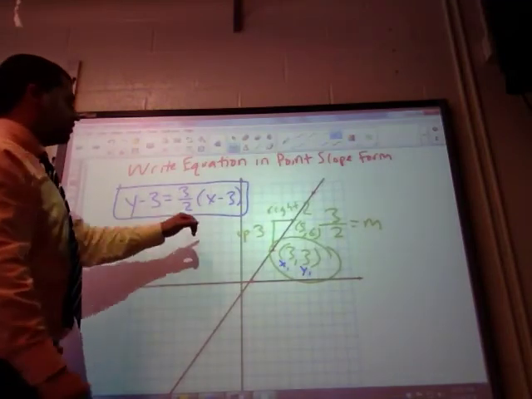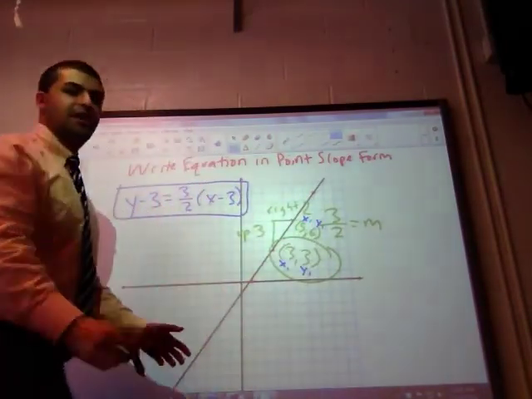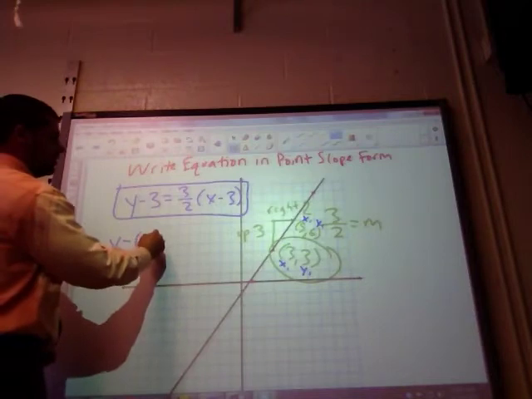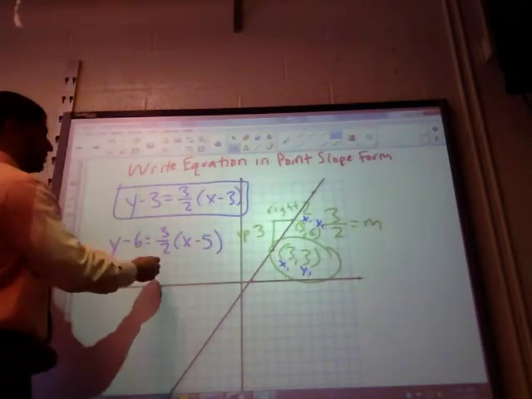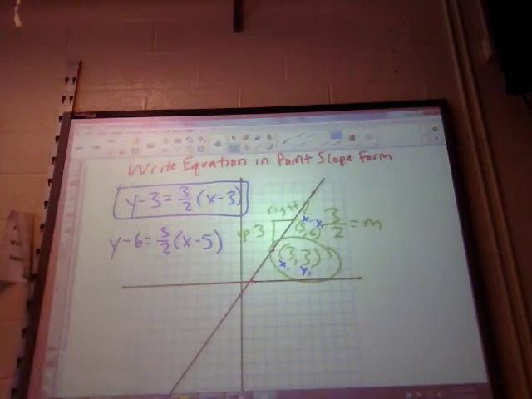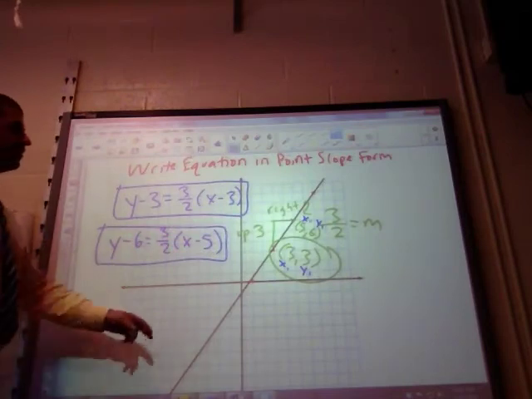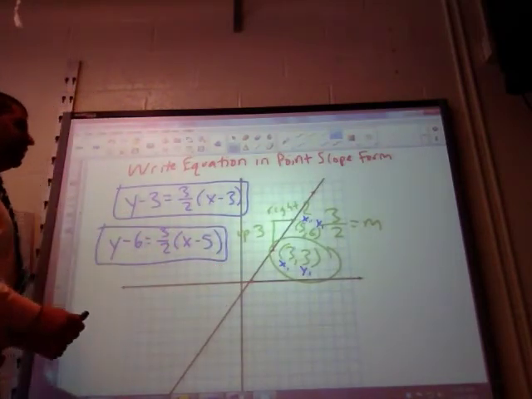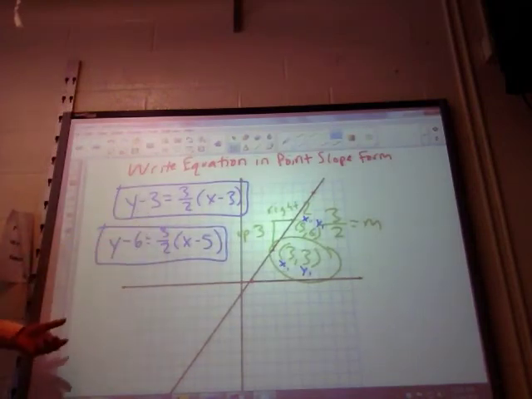And I could use this point if I wanted to as x1, y1. Like I said before, it doesn't matter what points you choose as long as they're all on the same line. So I could have said y minus 6 equals 3 halves x minus 5. Both of those stay minuses because the numbers are positive. So both of these would be right answers. Any point you can pick off of your line, any corner of the box that you can pick out is an acceptable point. Just use your slope and whatever point you choose on the graph. Sometimes I'll tell you which point I want you to use. Sometimes it'll be up to you.